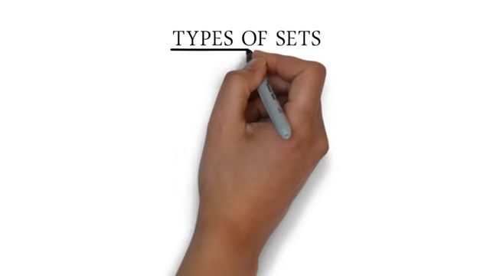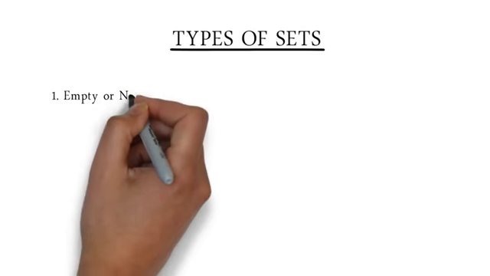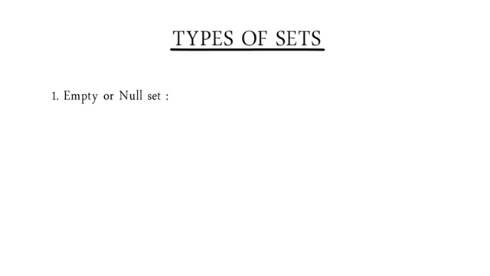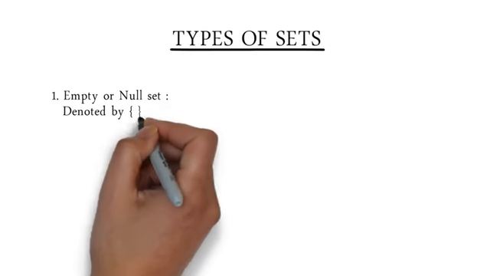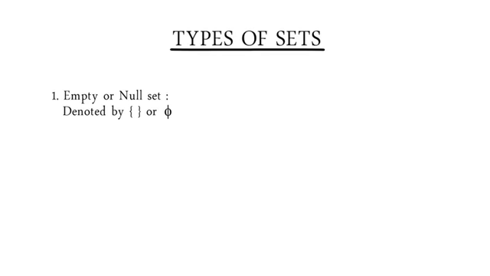Types of sets. Empty or null set. A set which does not contain any element is called an empty or null set. It is denoted by curly brackets or phi.